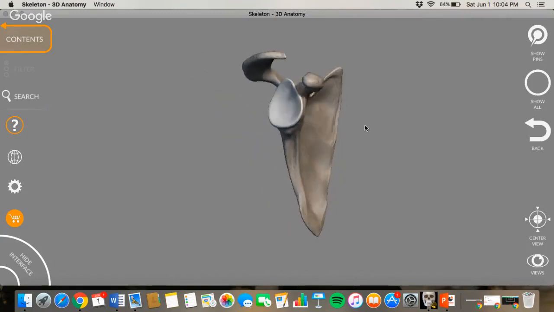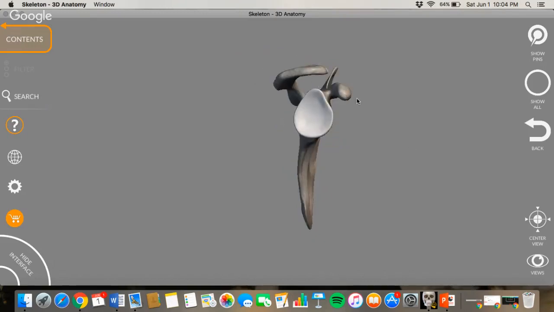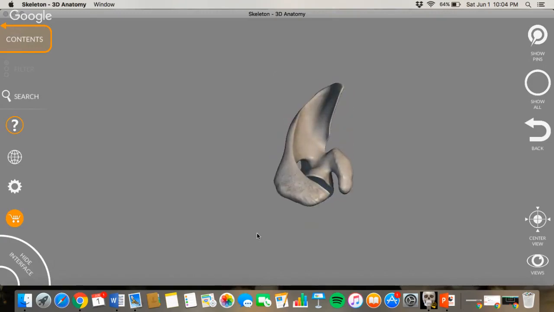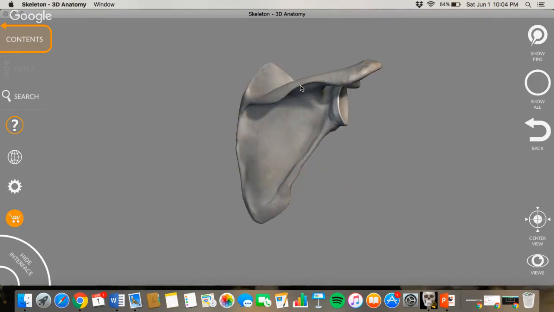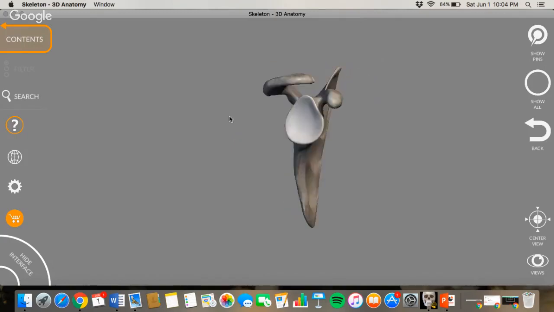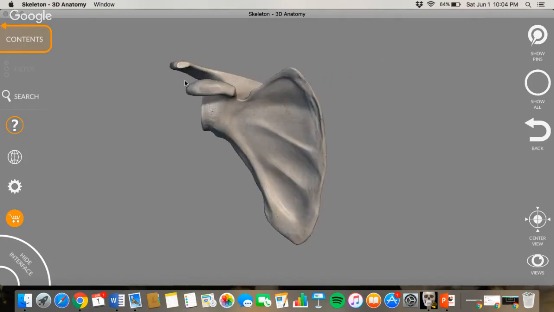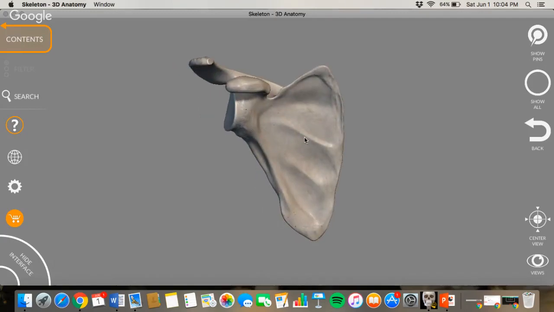The next two structures that are really important are these two right here. This is the coracoid process, and this is the acromion process. So the biggest difference between the two is that the acromion is a little bigger. It's attached to the spine of the scapula. And if we turn it this way, you can see right here, this is where it will articulate with the clavicle or the acromial end of the clavicle. So this is the acromion process and this is the coracoid process.